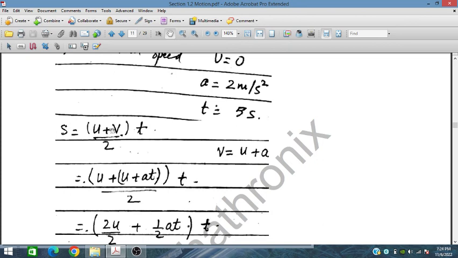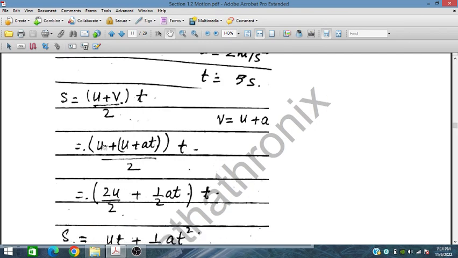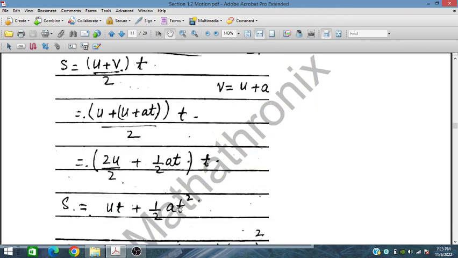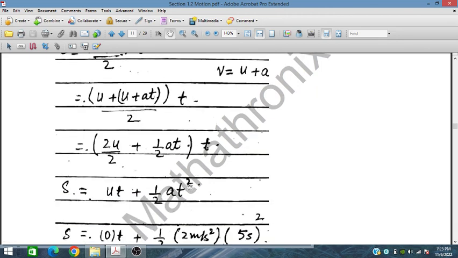We also have v is equal to u plus at. So t is here, a into t. So this is u plus at, divided by 2, multiplied by t. So u plus u is 2u divided by 2, and this is at divided by 2, and this t is multiplied with this one and this one. So it's s equal to ut plus half at square.